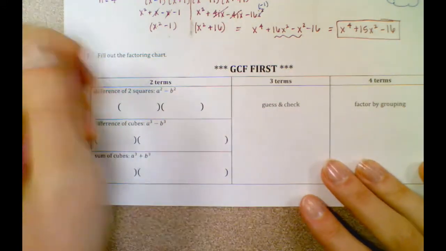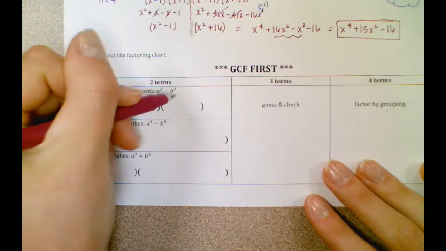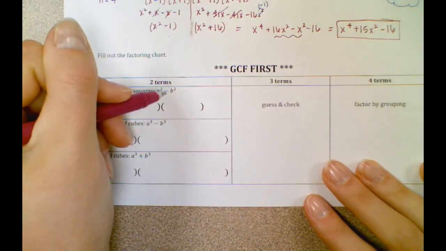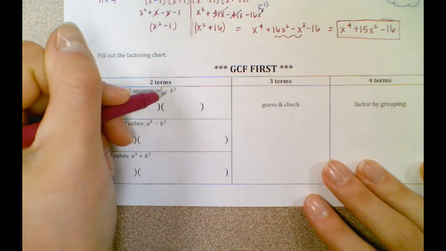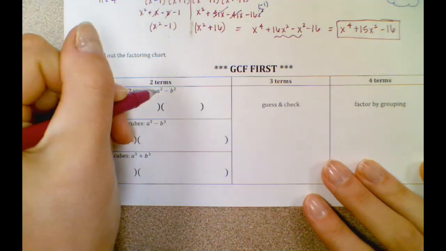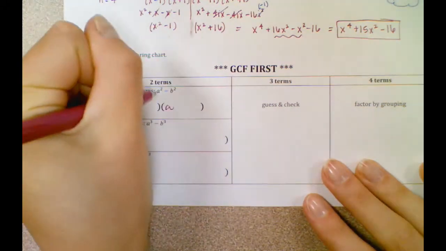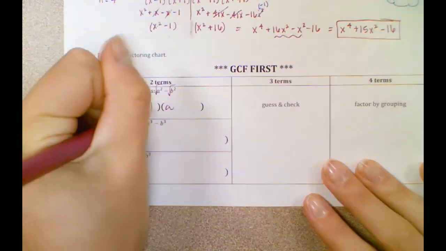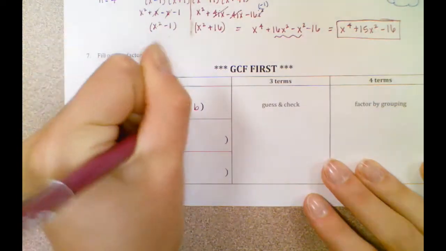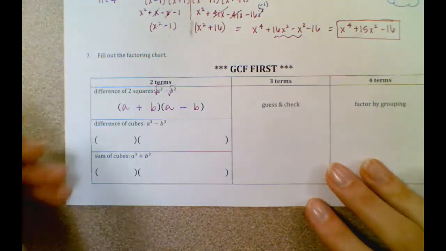So if you have 2 terms and you can take the square root of both of them and there's a minus sign, you have a difference of squares. If that's plus, remember it's not factorable. So you take the square root of a squared, and that goes in the first spot. Then you take the square root of b squared, that goes here, and then one's plus and one's minus. That's always the layout, okay?